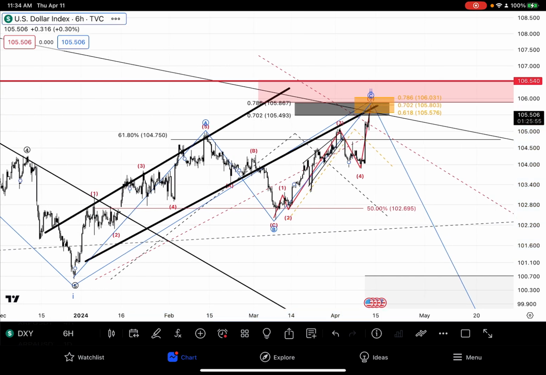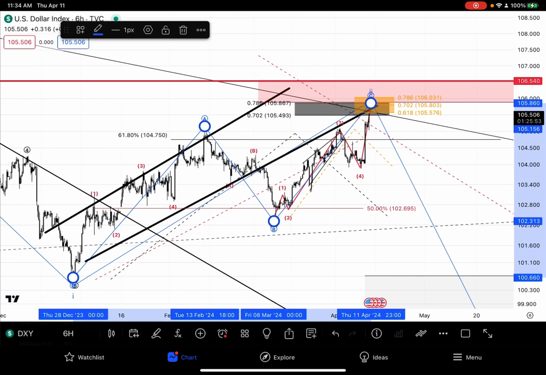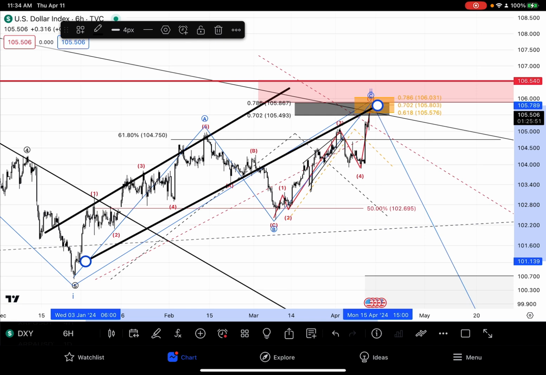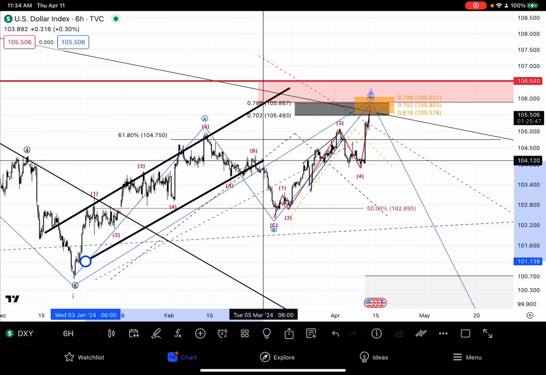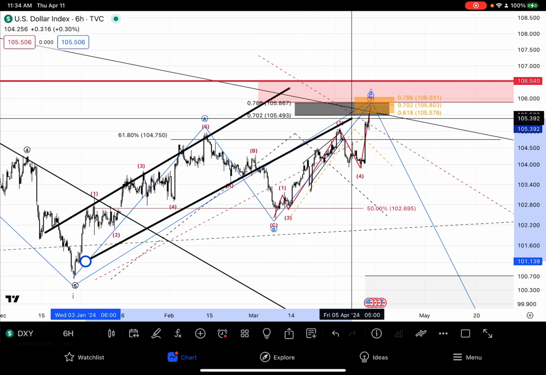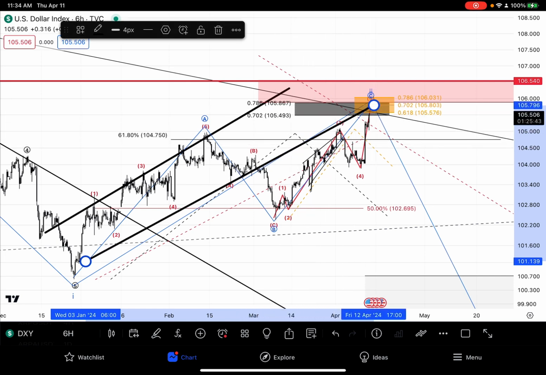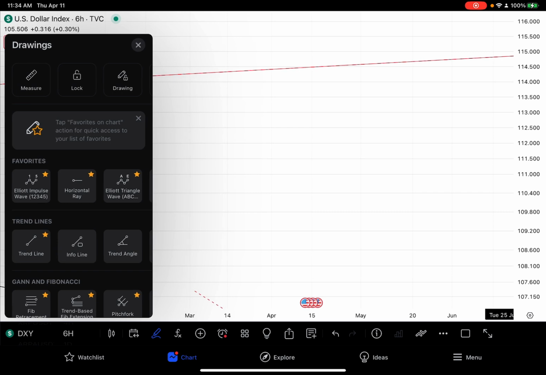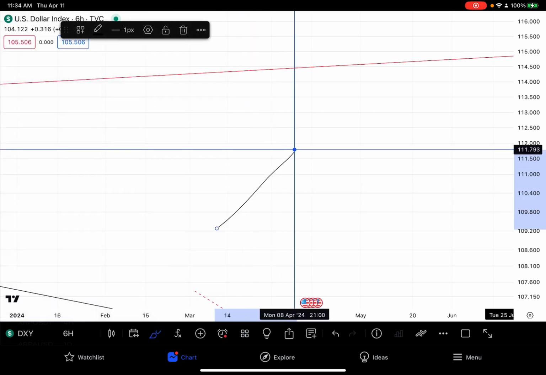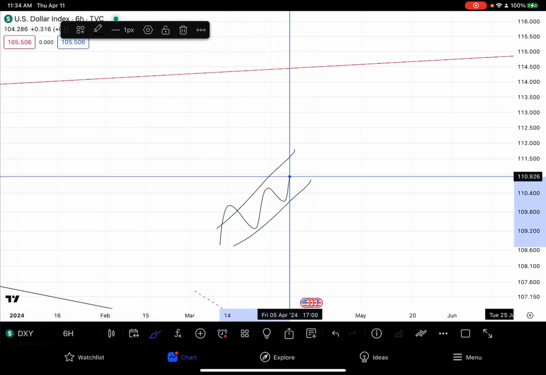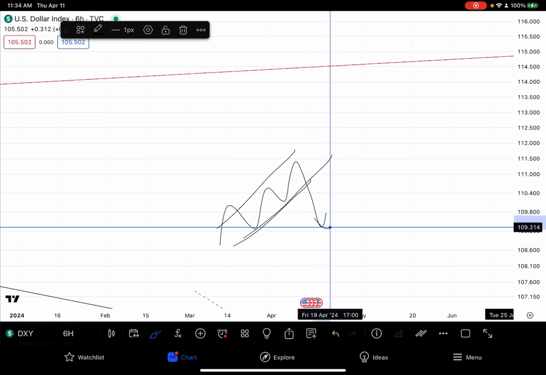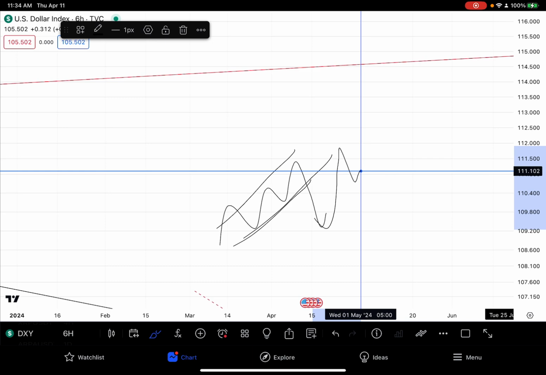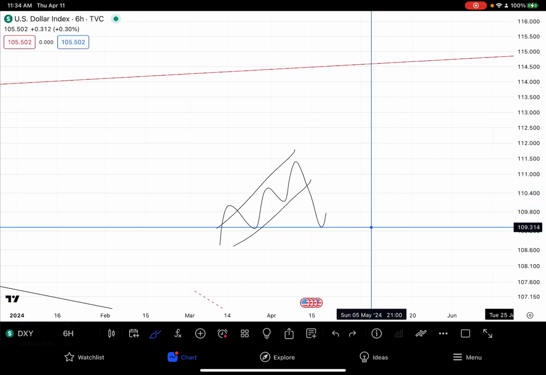Okay, so you have your A wave here, you have your five waves up, and as this was creating five waves, what we have created is an ascending channel. And usually in the market, when you have an ascending channel like this, you usually see a breakdown, right? And then a move up to backtest it before coming down like that. So that's what I'm thinking with the DXY.